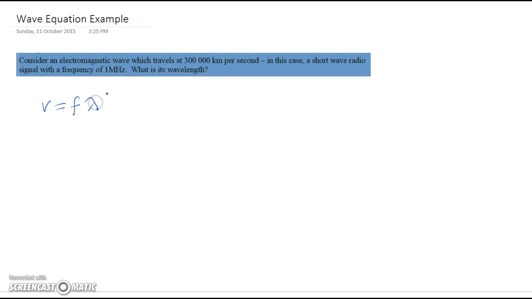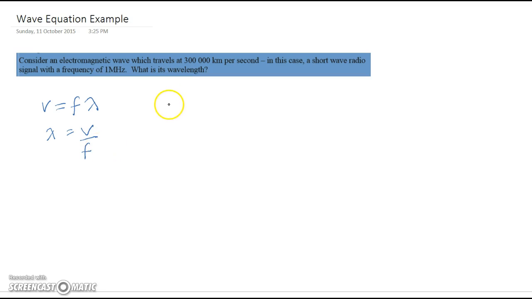Frequency times lambda, or if you wanted to put it in other terms, it's already rearranged. We're actually looking for the wavelength. So if we're wanting to know the wavelength, it's going to be velocity divided by the frequency.